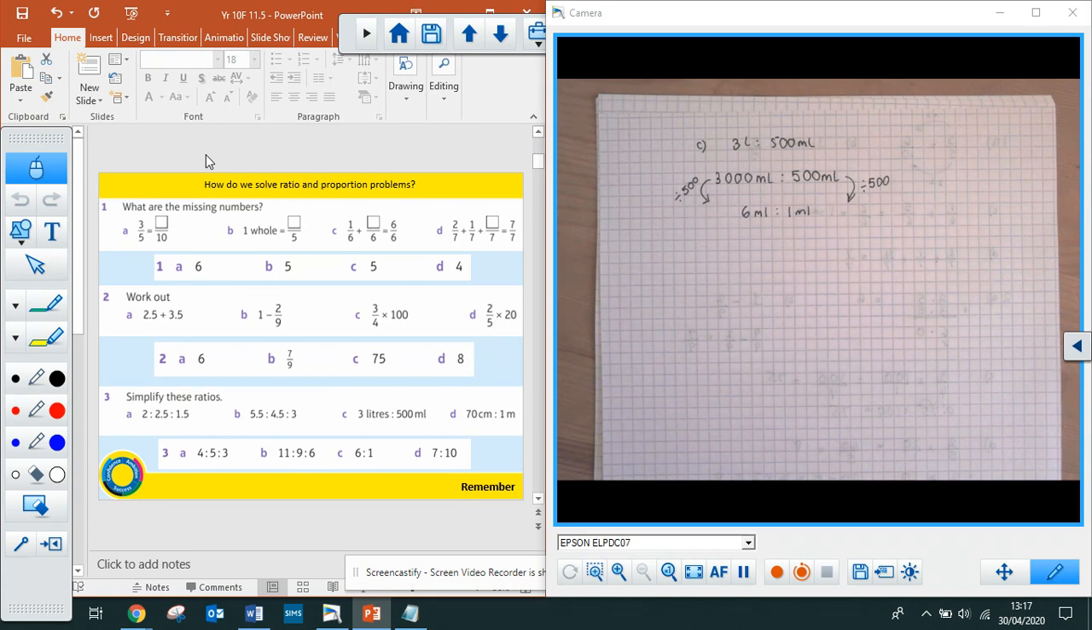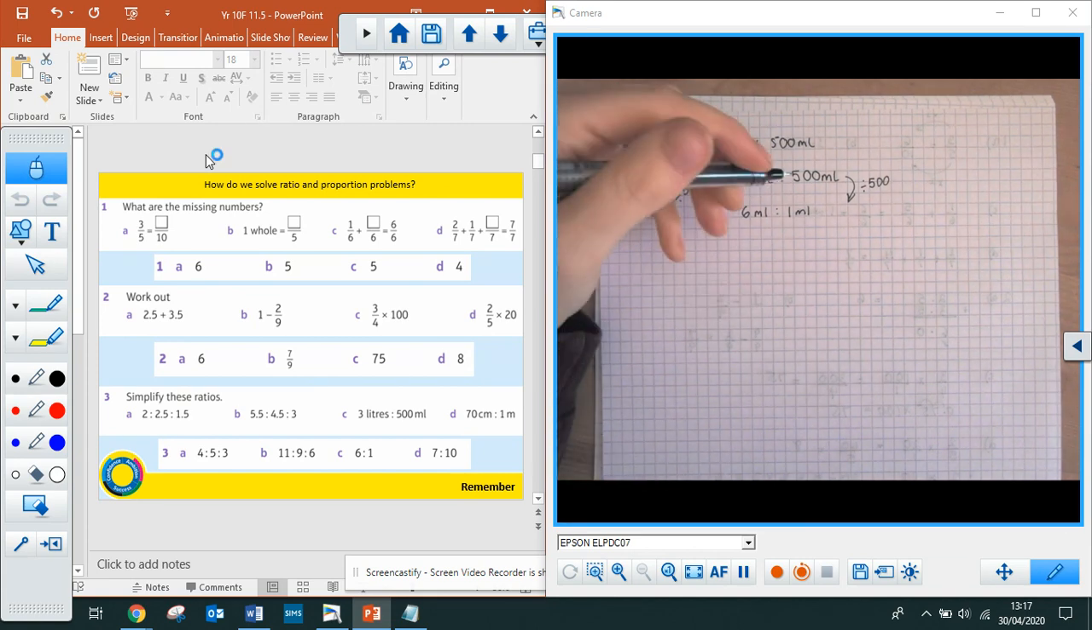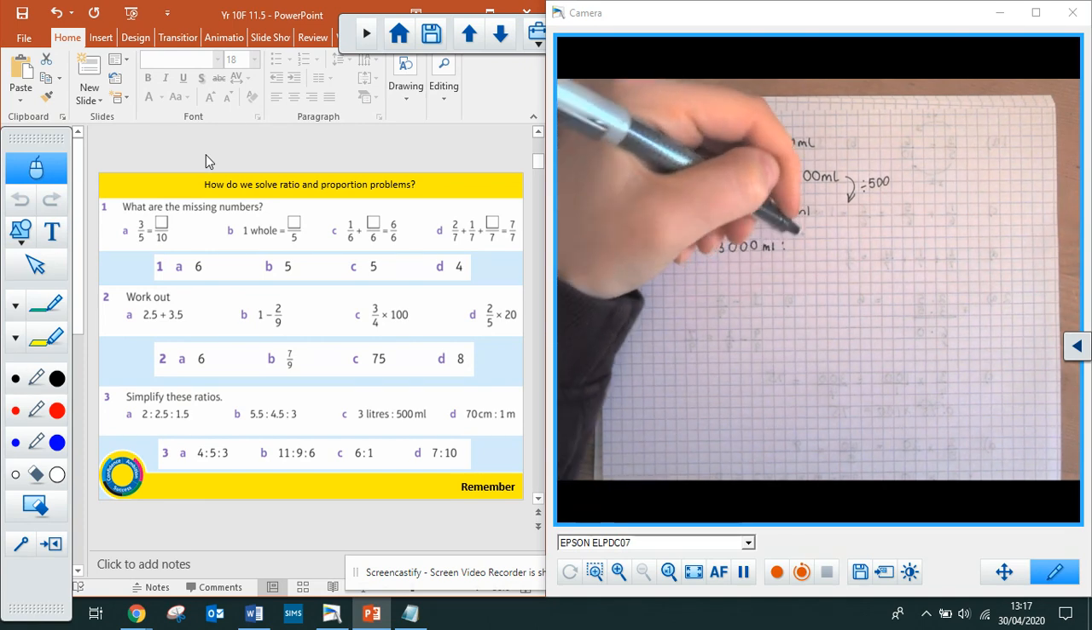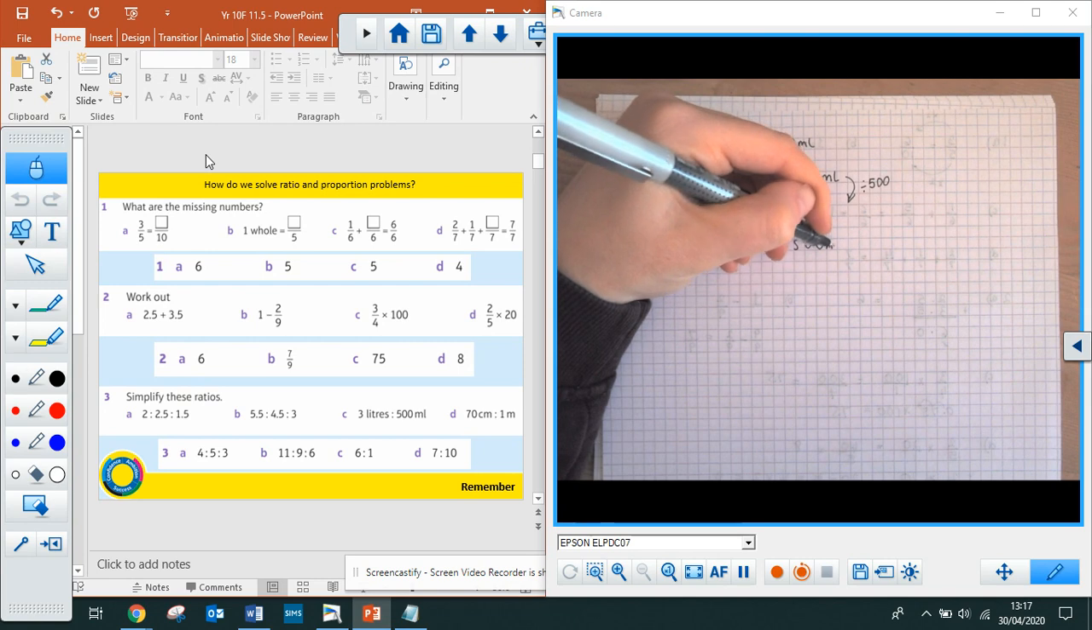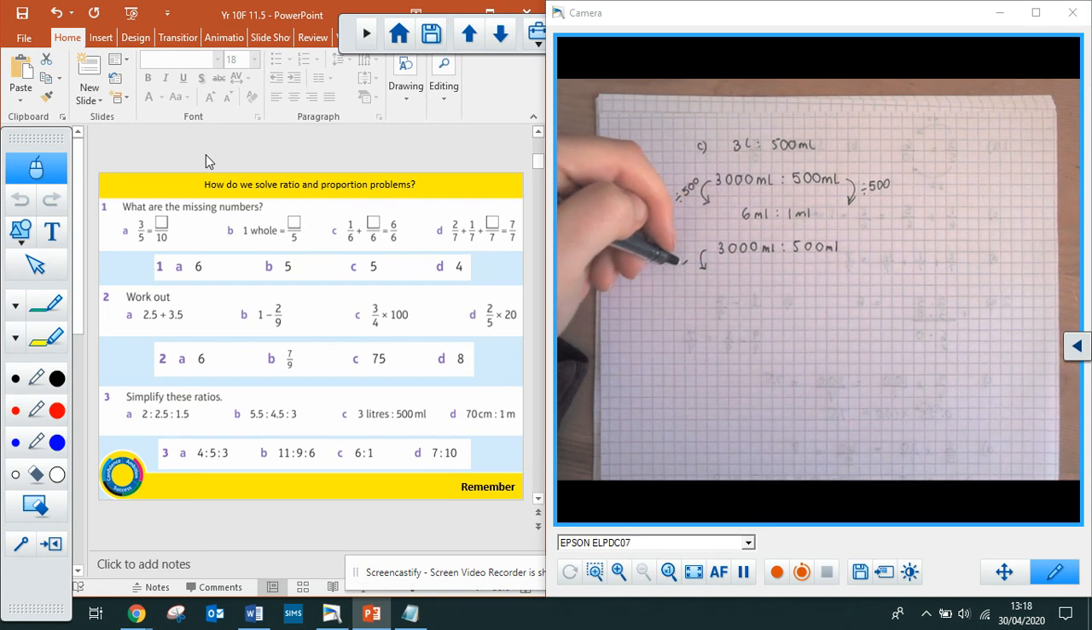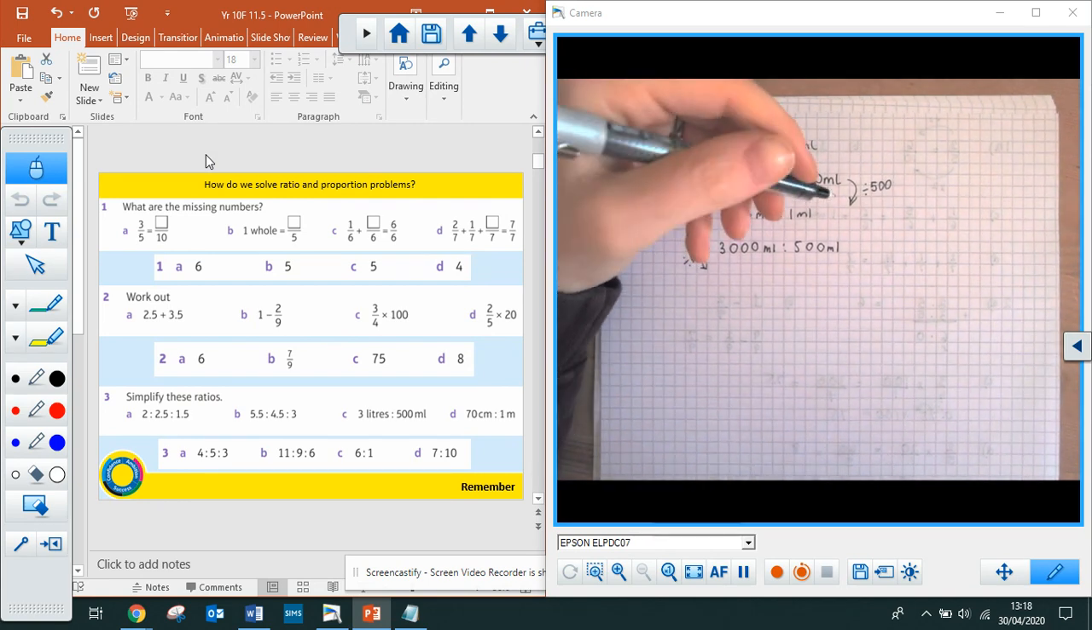Okay, if you didn't do it like that, you may have done it like this instead. So you've got 3,000 millilitres to 500 millilitres. You can see, as there's 2 zeros on the end of both, they're both divisible by 100. So start by dividing both sides by 100.